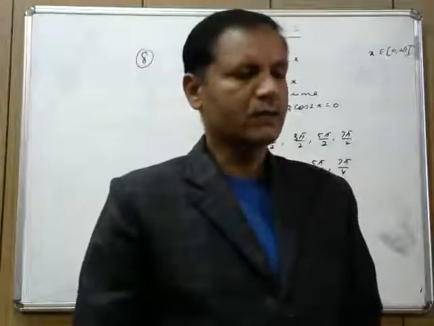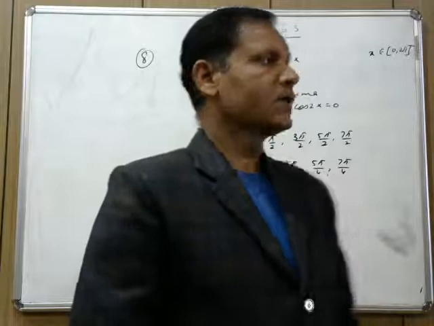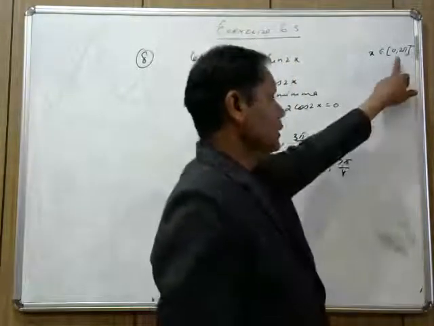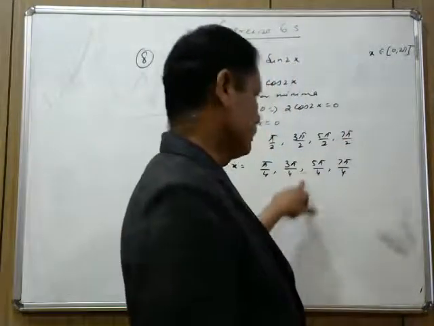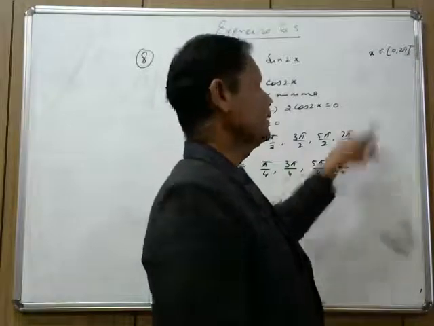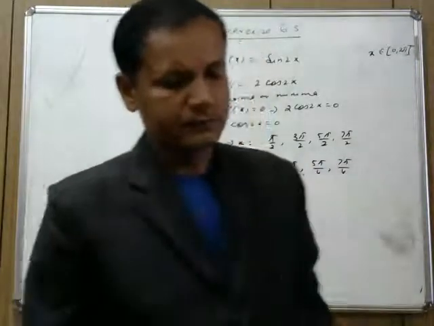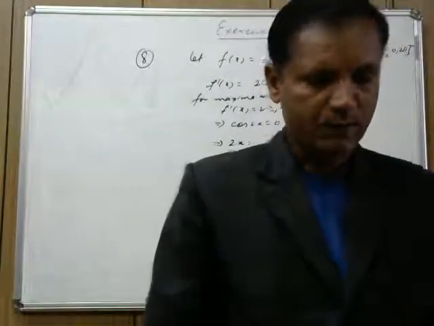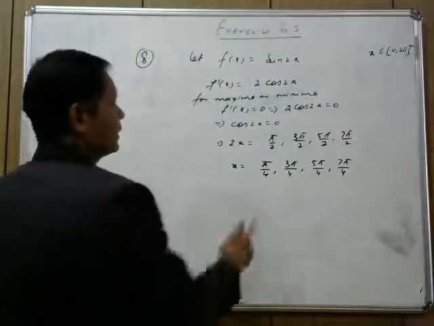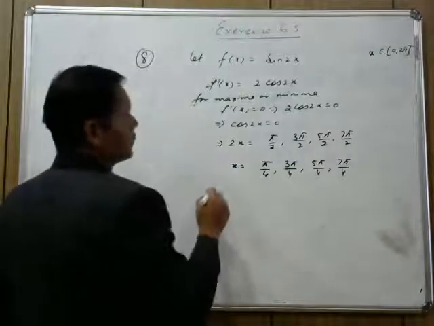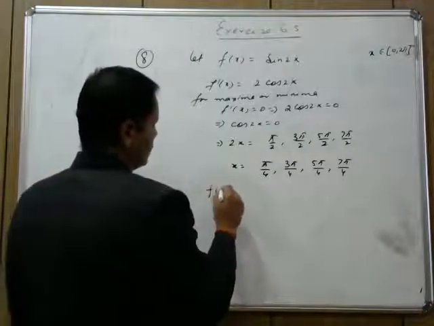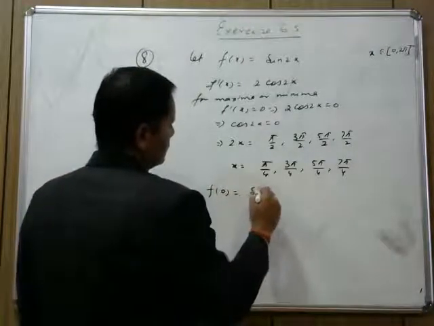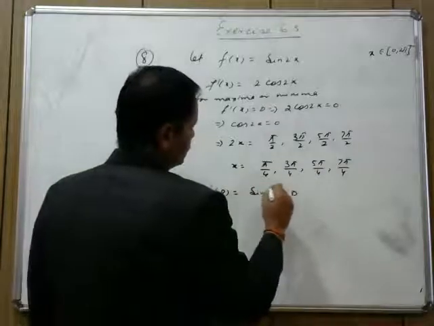That means we will find out the value of f of x at x equal to 0, pi by 4, 3 pi by 4, 5 pi by 4, 7 pi by 4, 2 pi, and we will check where it is coming, maximum or minimum. So first of all, at x equal to 0, f of 0 is equal to sine 0, which is equal to 0.